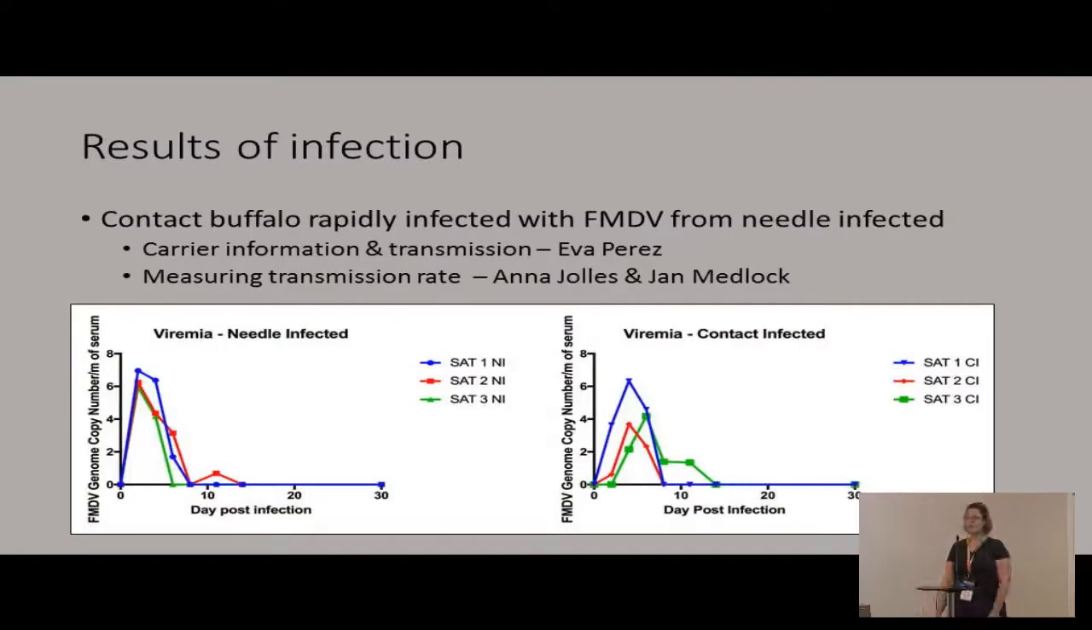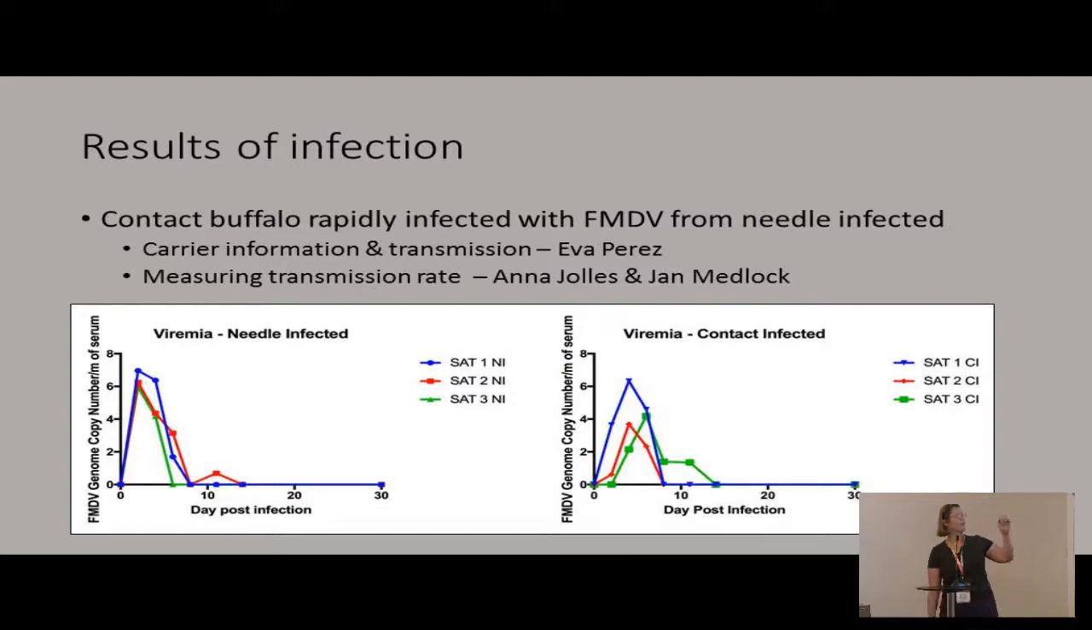So what happened after infection? It went great. Acute infection went as planned. There were no surprises, which is fantastic. So the contact buffalo were all rapidly infected. All of our needle-infected buffalo got infected, and there was no cross-transmission. So the SAT1 contact buffalo had the appropriate SAT1 virus, SAT2, etc. So everything went according to plan.